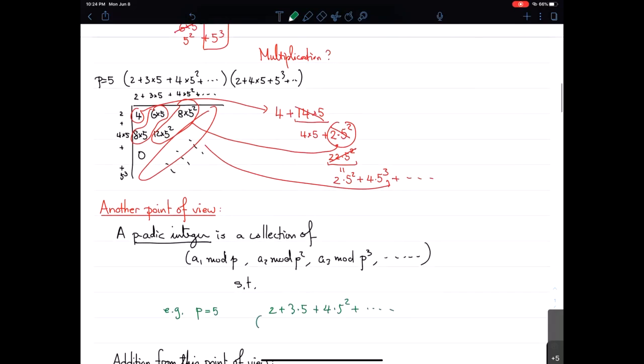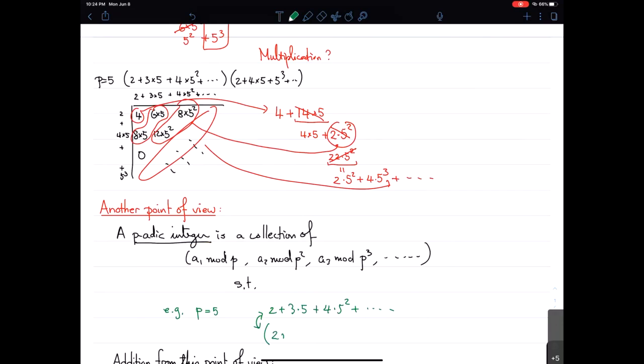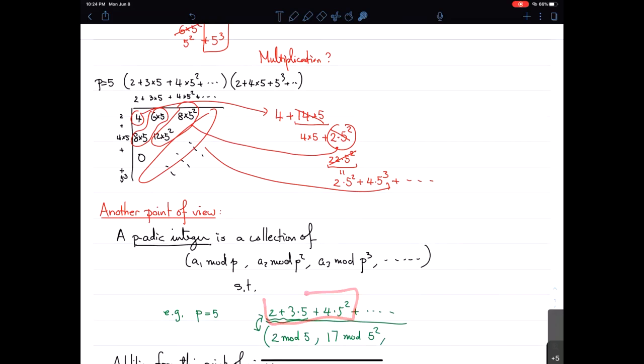I want this to correspond to the following sequence. From this number I want to get a sequence of residues mod powers of p. So what I do is replace this by 2 mod 5. And what is it mod 25? The only thing that matters is the first 2 terms, so that's 17 mod 5 squared. And the next thing is the first 3 terms, so that looks like 117 mod 25.